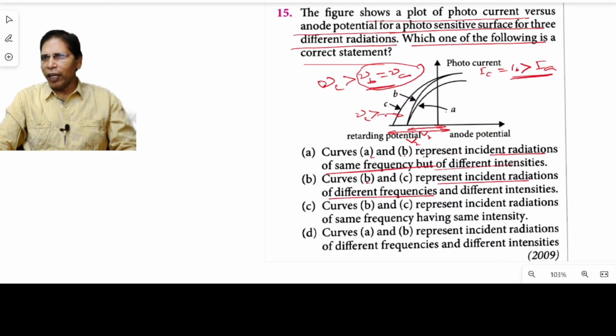B and C have different frequencies. Correct? And different intensity? No, they have the same intensity, IC equals IB. Now, curves B and C represent the incident radiation of the same frequency? No. B and C do not have the same frequency.